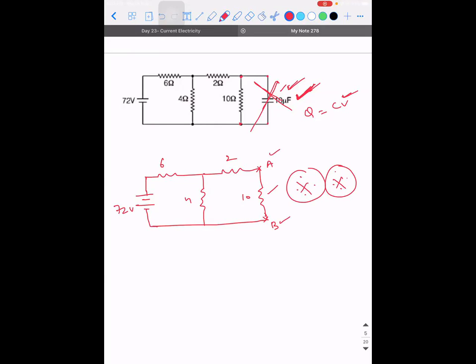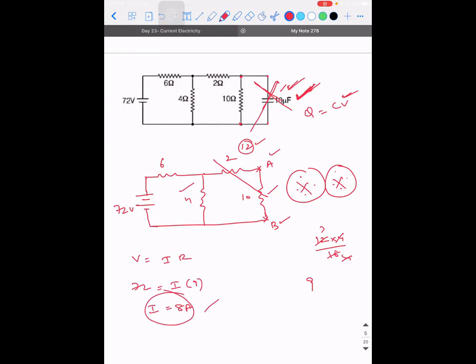Now you guys tell me. It's up to you. So how are you going to find it? First, find out the equivalent resistance. So how to find the equivalent resistance? These two are in series, 12. 12 and 4 are in parallel. So 12 into 4 divided by 16, it will go 4 3 times, that is 3. 6 and 3 are in series, 9 ohm. So what is the total current? V is equal to IR. 72 is equal to I into 9. So I will be 8 ampere.